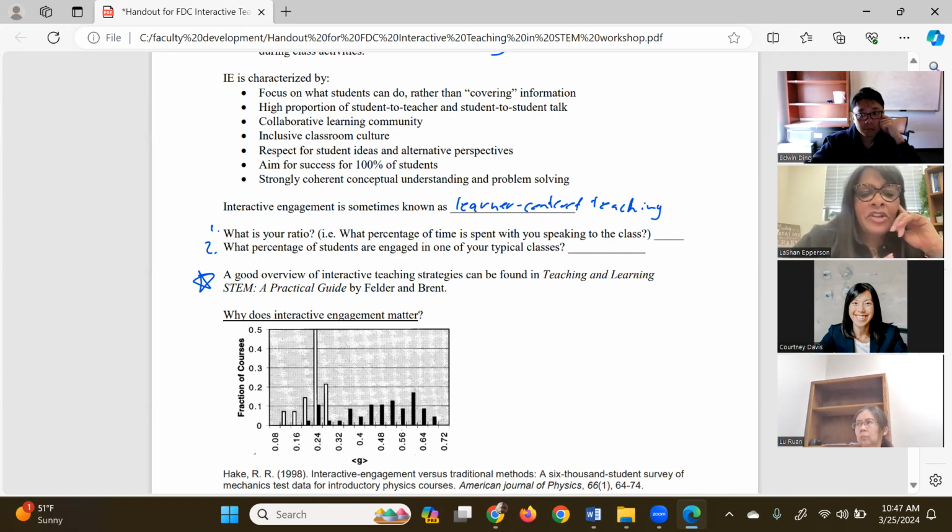Peanut, you're asking ratio of student to teacher? The ratio of what percentage of the time are you talking? Oh, percentage of time. I'm sorry, I missed the whole point. In my classrooms, I would go 70-30. 70 is you talking and 30 is them? Yes. Yeah, that's reasonable. And everybody else, you can answer for yourselves.